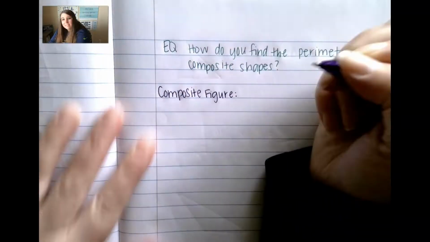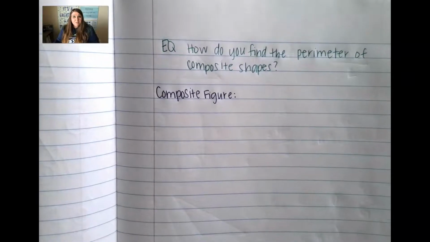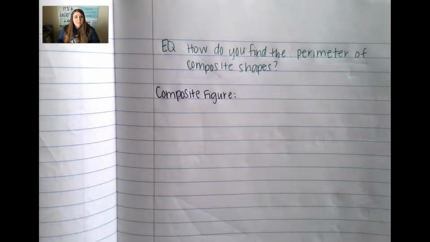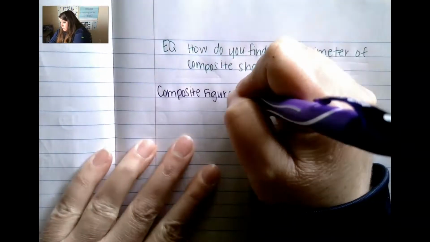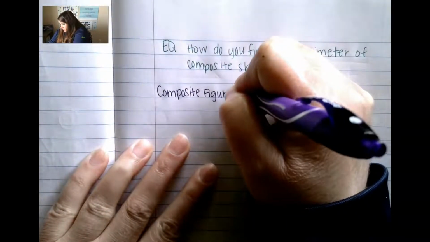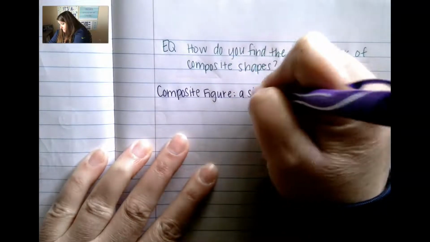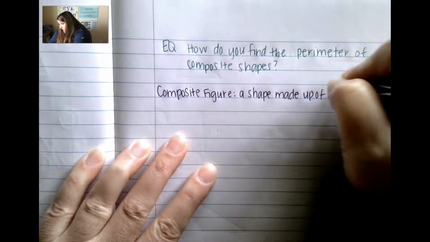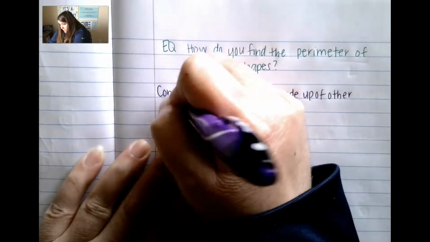Well, a composite figure is just like a composite rock. So a composite rock is made up of all different types of little rocks put together. A composite figure is the same thing, except it's a shape. So a composite figure is a figure or a shape that's made up of many different types of shapes. It's a shape made up of other shapes.